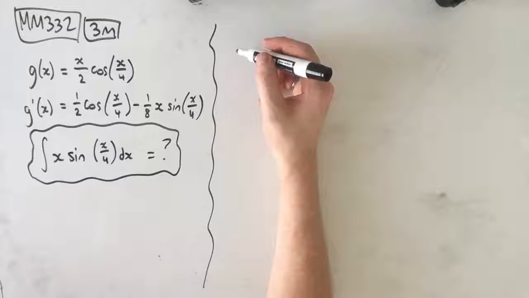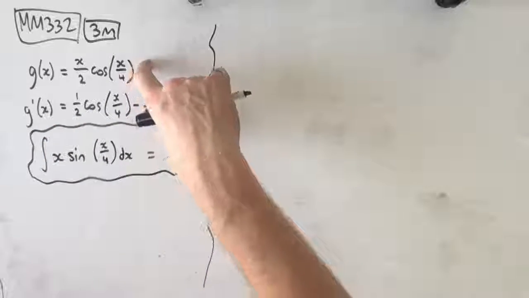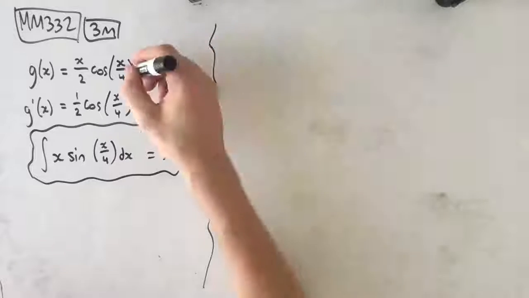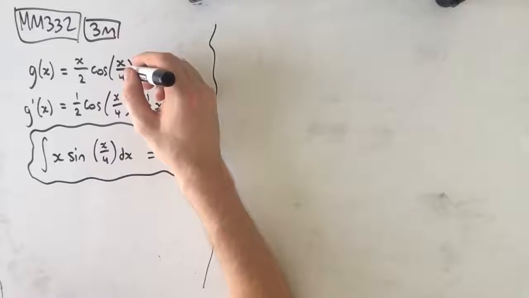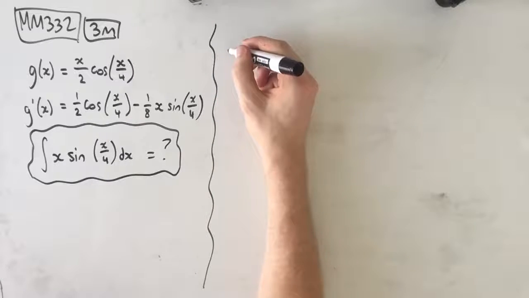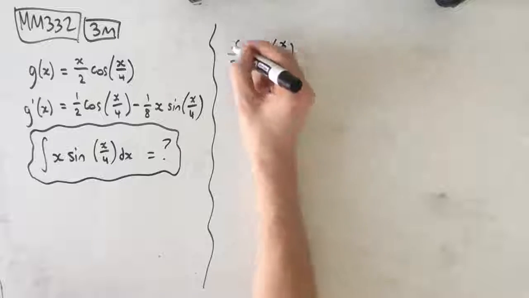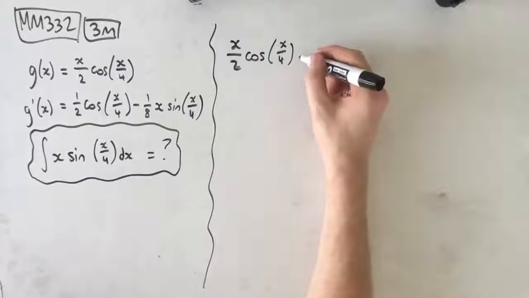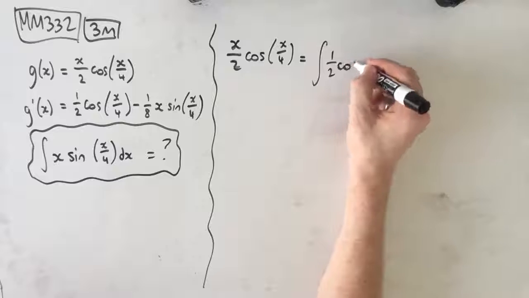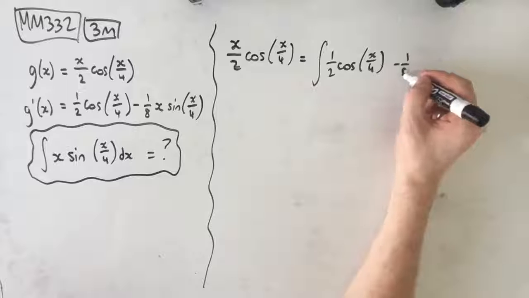So what we do is we take our original g of x and our g dash of x, and we make a relationship between those two things to find what this is. What I mean by that is if this is the derivative of this, then this has to be the antiderivative of this. So we say that g of x, so x on 2 cos of x on 4, is equal to the antiderivative of g dash of x. Which makes sense because if this is the derivative of that, then it has to be the same the other way around.